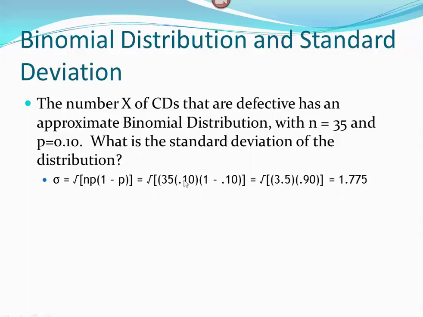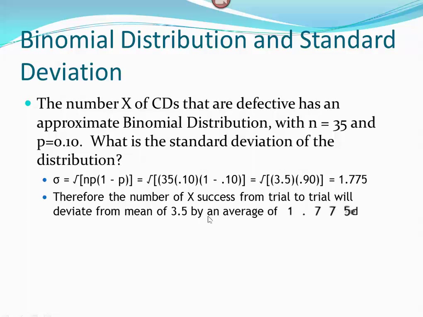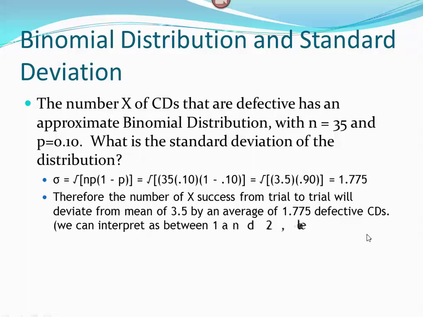If we go back to our n equal to 35, again, plugging all this in, we see 1.775. Therefore, the number of successes from trial to trial will deviate from 3.5 by an average of 1.775 defective CDs. We can interpret that 1.775 as between 1 and 2 is our deviation, leaning toward 2 because it's a lot closer to 2 than it is to 1.